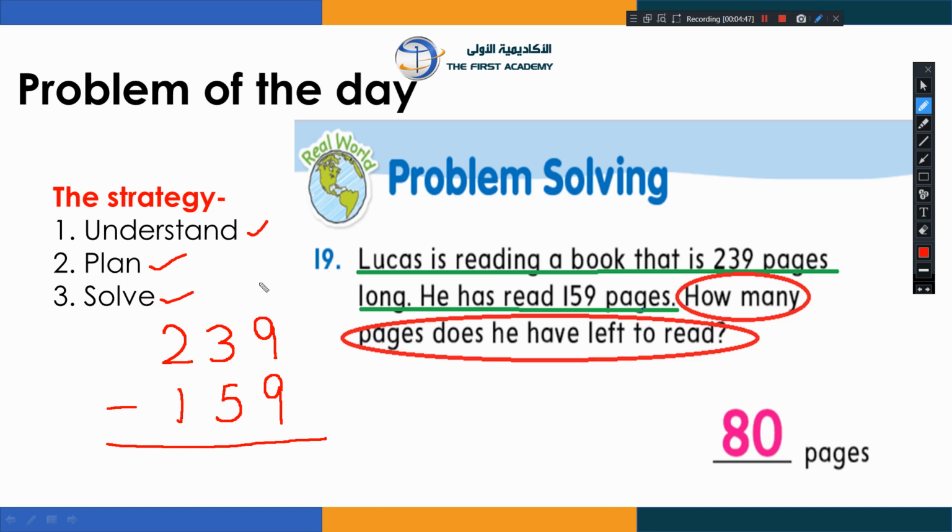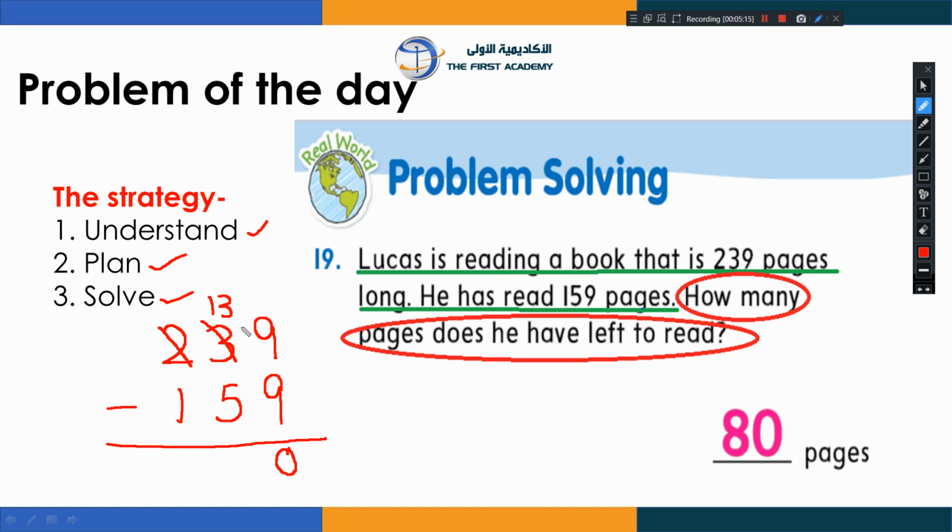I start from my ones. 9 minus 9 is 0. Remember, numbers the same, 0 is the game. 3 minus 5. I have more on the floor. So I go next door and I take 10 more. 13 minus 5 gives me how much?